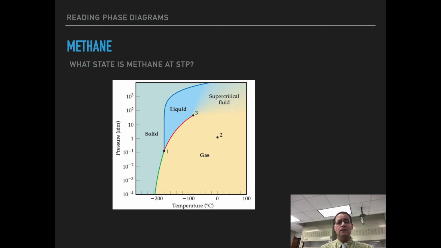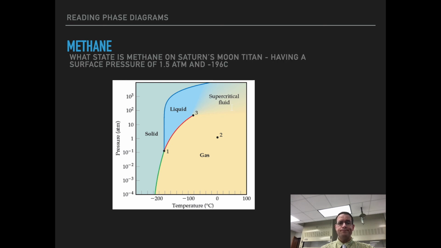All right, what is the state of methane at STP? So standard pressure is 1 atmosphere, and then the temperature, you can look, oh, it's way over there in the gas. So that is the state of methane at standard temperature and pressure. If we're talking about gases, normally we talk about point number 2 as 0 degrees Celsius and 1 atmosphere, and that's for gas. So point number 2 is STP, standard temperature and pressure.